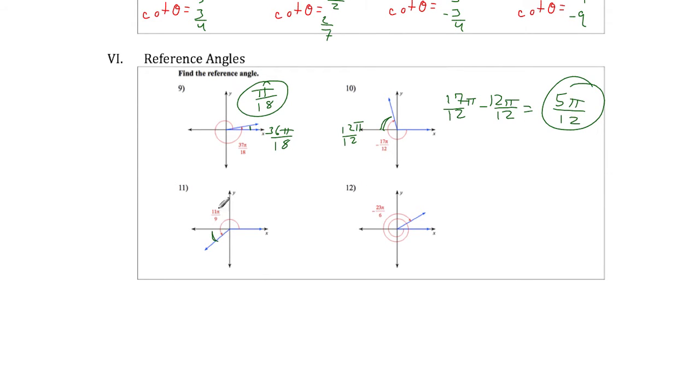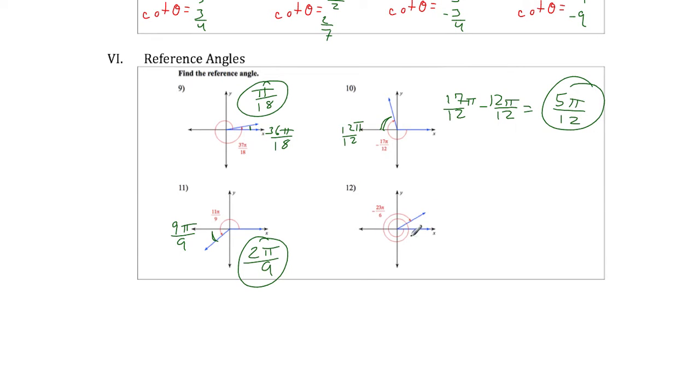Down here, this is 9 pi over 9. Common denominator is what I'm looking for. And if I've already gone 11 pi over 9, and I want to get back to 9 pi over 9, that means that this distance right there is equal to 2 pi over 9.